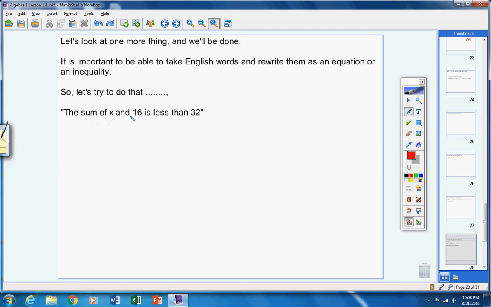The sum of x and 16 is less than 32. Okay? I'm going to pause for a second. Please copy that in your notes. The sum of x and 16 is less than 32. Please copy that in your notes.